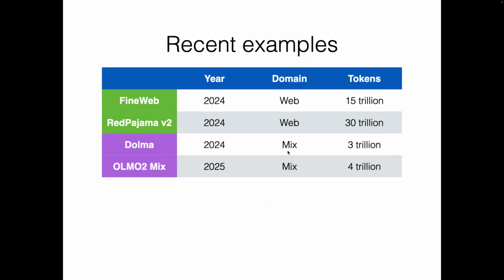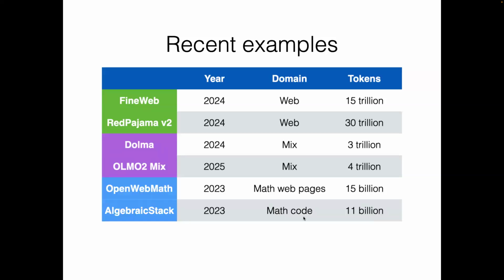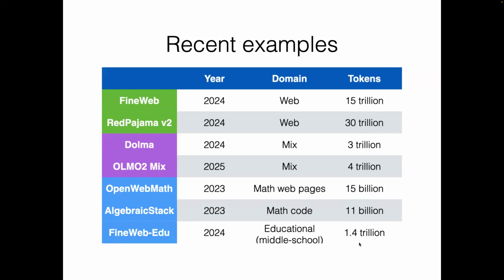When you look at the scales, the actual mix that they're using in Olmo 2 or this other language model, these mixes were like 3 trillion or 4 trillion. And if you look at these domain-specific ones, they're much smaller, like 15 billion or 11 billion. But as we saw before, these can still be useful to include in the mixture. And then finally, this is an interesting case where they create a domain-specific data set, but it's actually fairly big, on the scale of 1 trillion tokens.